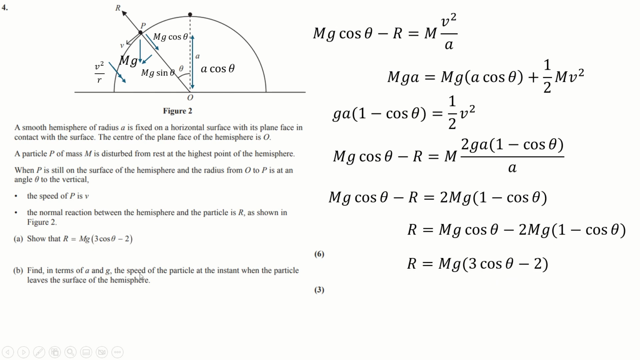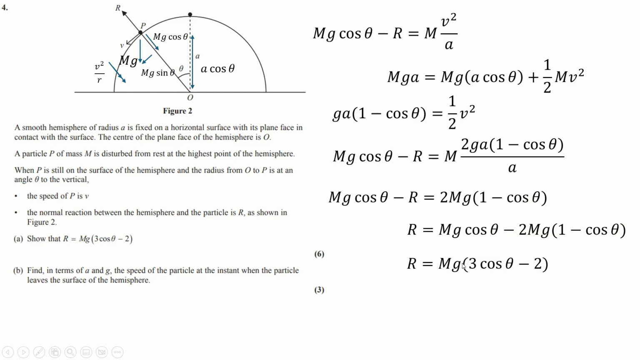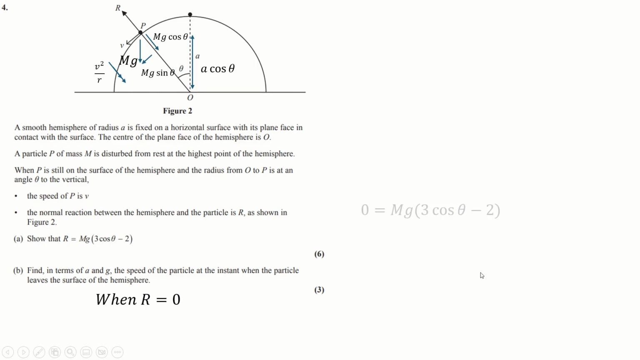Find in terms of a and g the speed when the particle leaves the surface. Now, when it leaves the surface, that means that R is 0. If there's no reaction force, that means that it's going to slip off the surface. So we're just looking for R to be 0. Of course, we have this equation for R now, so we just set that equal to 0. Of course, mg can't be 0, so that means this is.